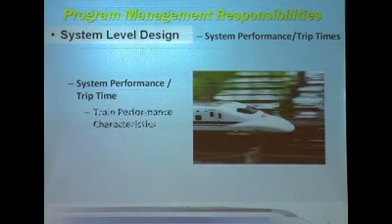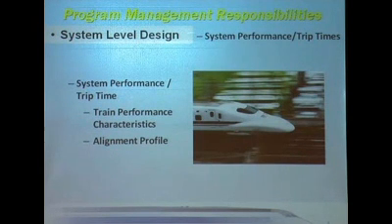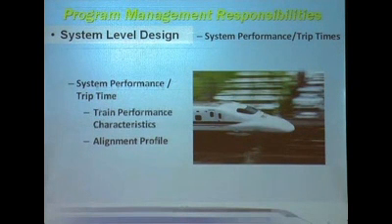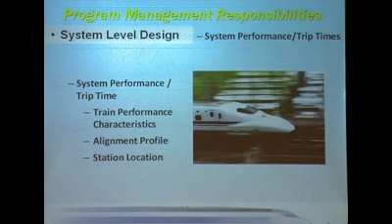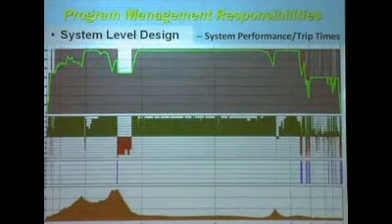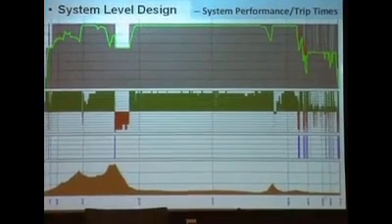What is the system performance and trip times? We've taken a number of high-speed trains throughout the world. We've taken the traction effort curves, or the power requirements to drive these trains. We've taken the alignment profiles we've got to date and the station locations, and we've produced a performance trip time. Now, this looks kind of complicated, but it is not.